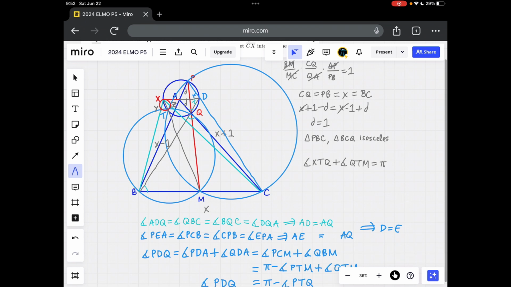So XTQ is equal to pi minus angle XDQ. And angle QTM is equal to angle QBM. And we expect that pi minus angle XDQ plus angle QBM equals pi, which is none other than just saying angle XDQ equals angle QBM. But this is obviously true by alternate interior angles, so we're done, and X, T, and M are collinear.